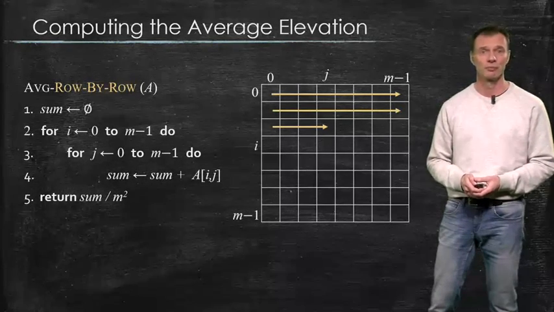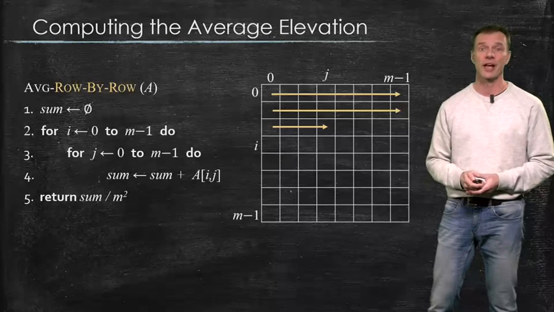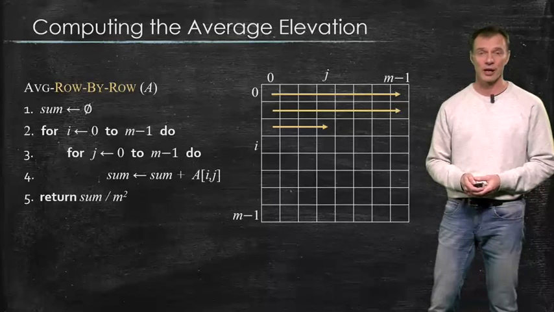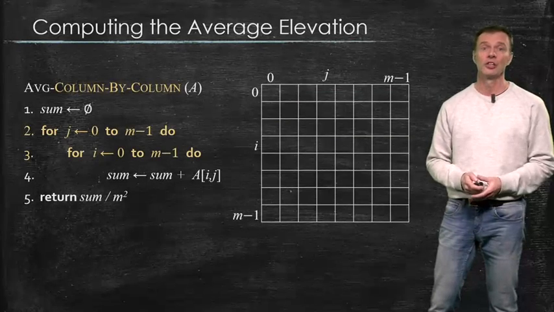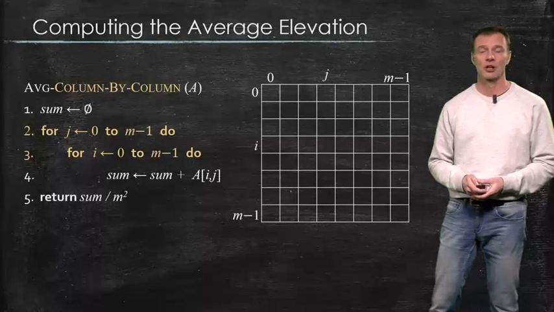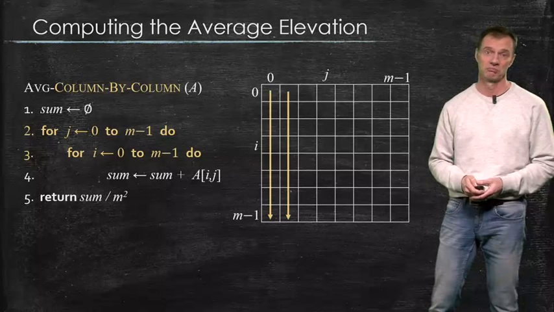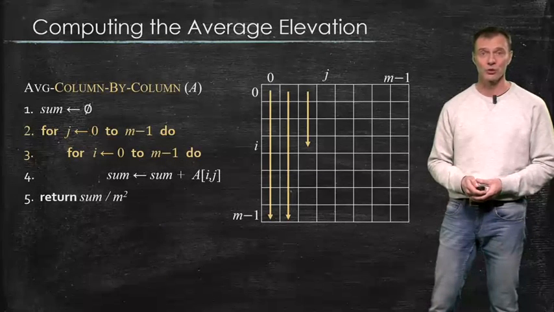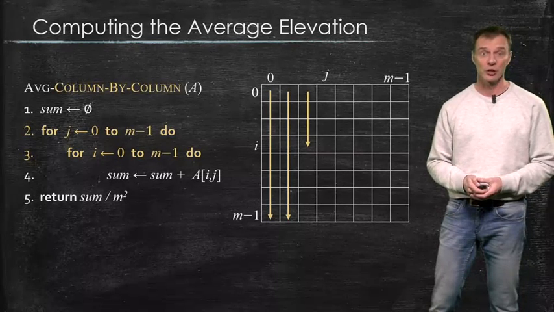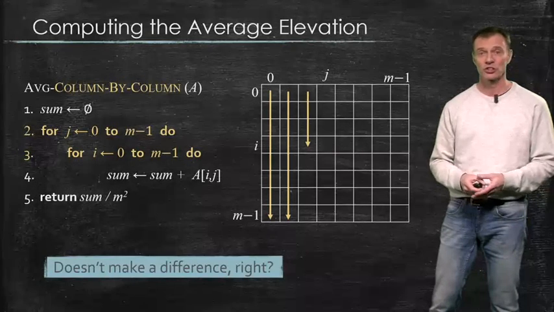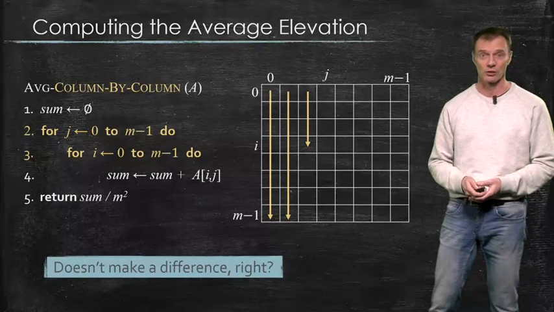Okay, pretty simple. So now let's change the algorithm a little bit. And instead of going over the array row by row, let's go over the array column by column. It means that we simply have to switch these two loops in steps 2 and 3. So instead of row by row, we go over the array like this. Again, you simply add all the values and in the end divide by the total number of cells. Well, both correctly compute the average elevation, and you would say, well, it doesn't really make any difference whether you use the first algorithm or the second one. Right?